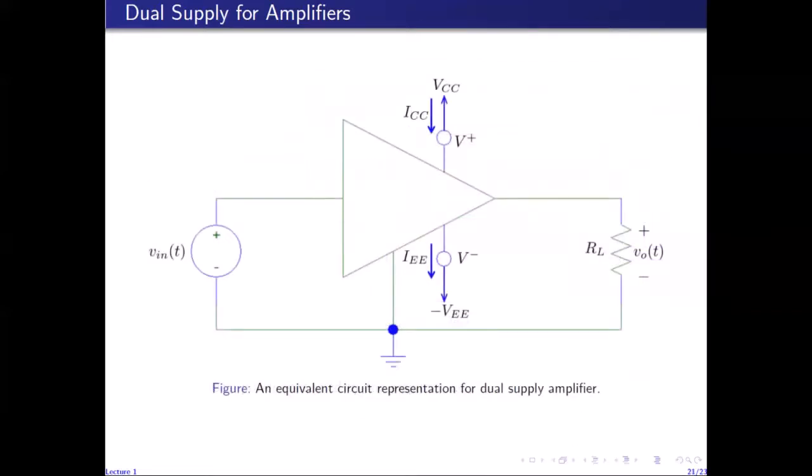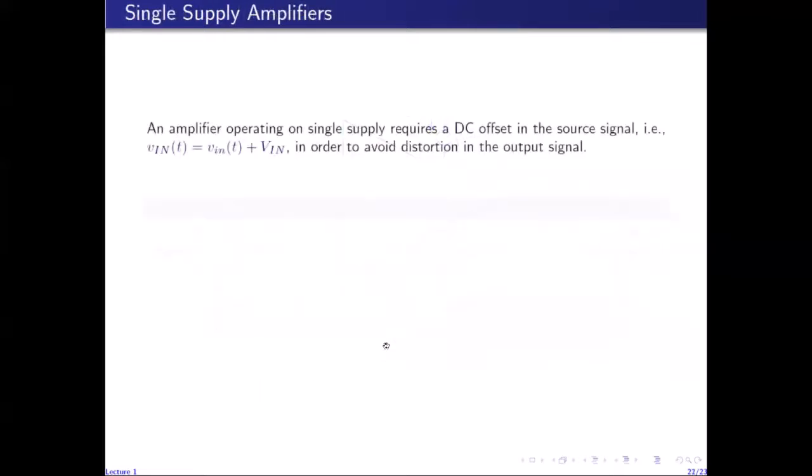This is an equivalent way of representing a dual supply amplifier, in which we just show this node is at a positive voltage and this node is at a negative voltage with respect to the ground. There are amplifiers which operate on single supply, and as we will learn more about the amplifiers, we'll see that such amplifiers will require, for proper operation, a DC component in the source signal. So the source signal for such amplifiers is no more just an AC signal. It is a mixed signal. It is the combination of an AC signal plus a DC component.